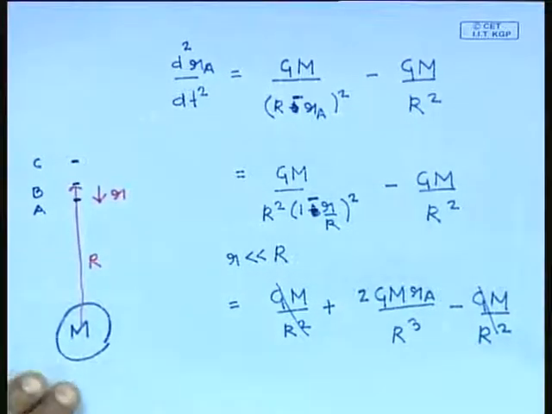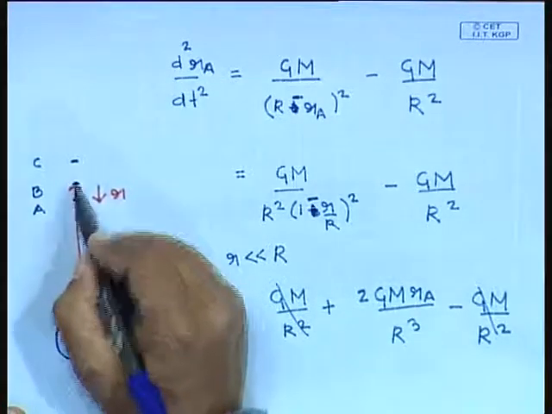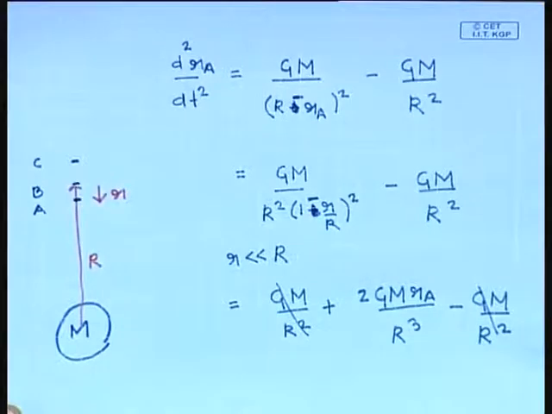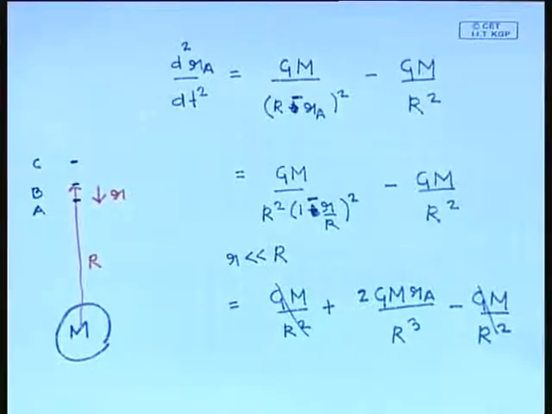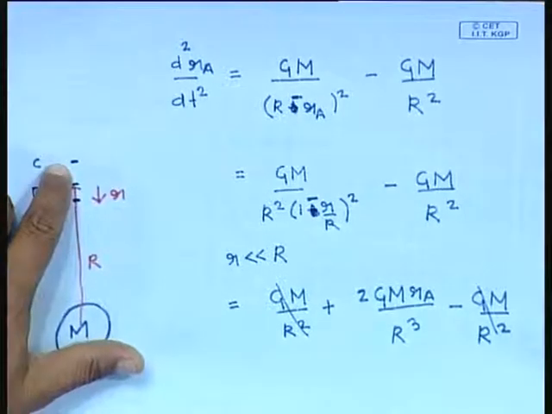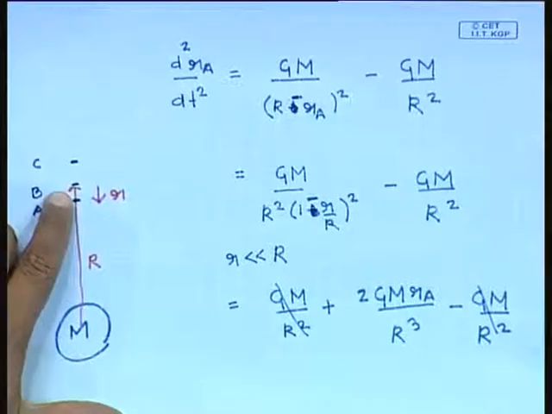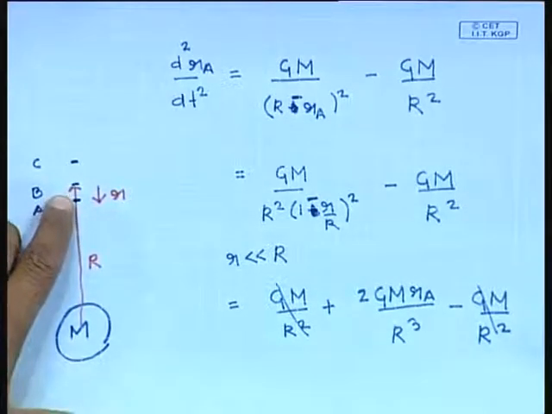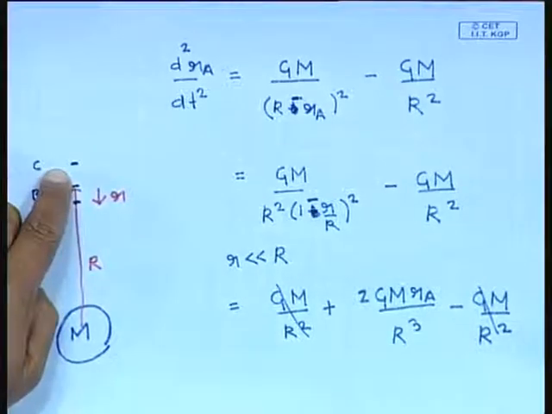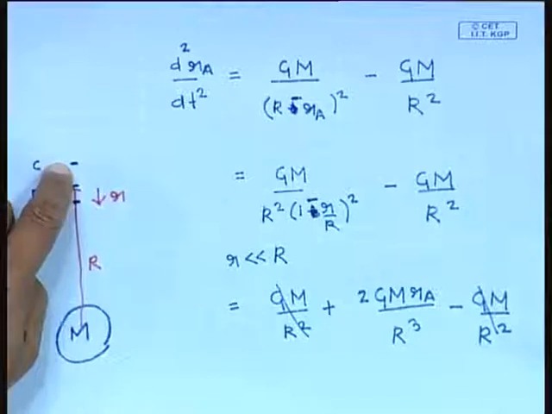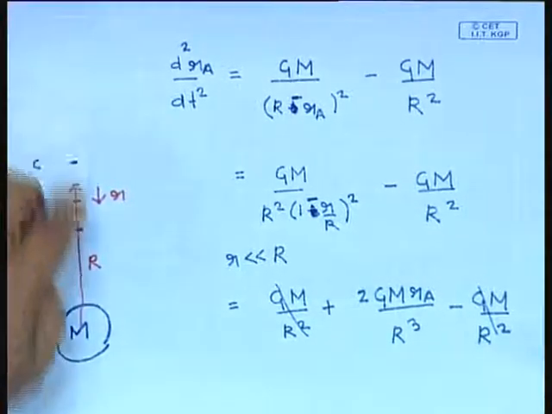Now if you repeat the same exercise for the particle C with respect to B, you will see that C experiences an acceleration which is less compared to B. So B is being attracted here with some acceleration, C experiences an acceleration which is smaller. If I sit on B, I will see that this point C is moving away in this direction. The same thing can also be written for the point C.